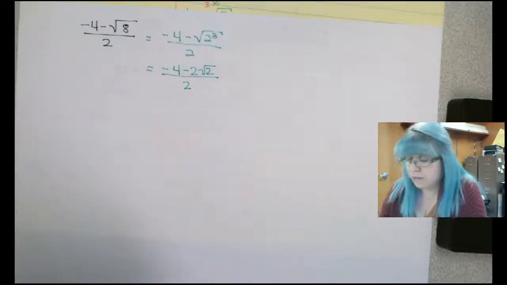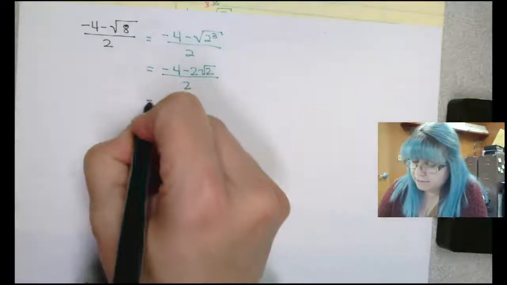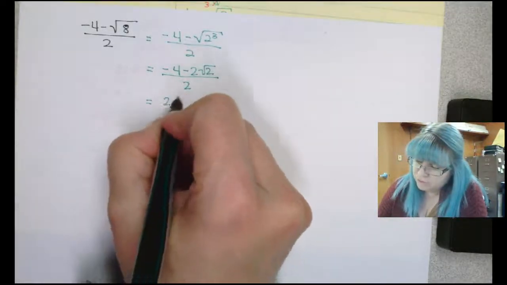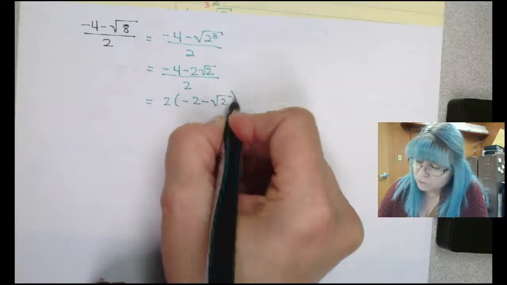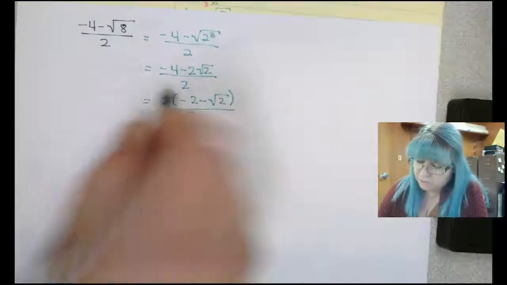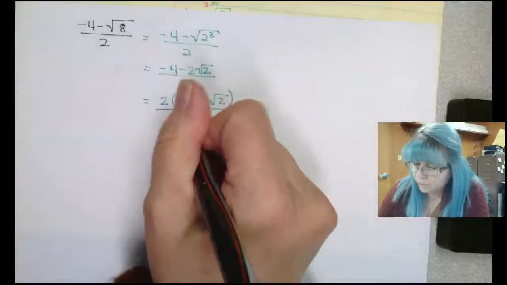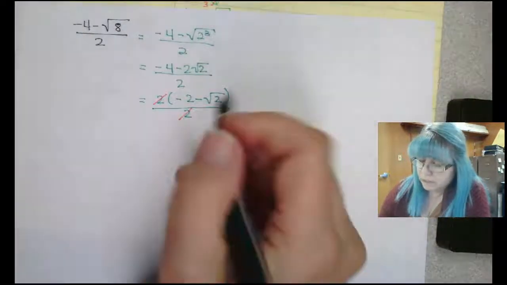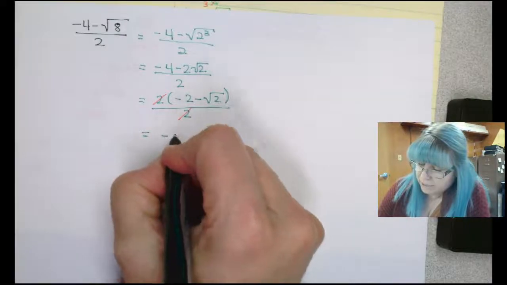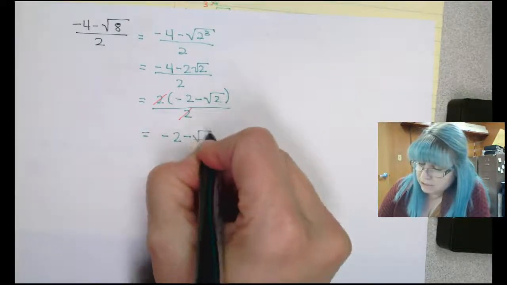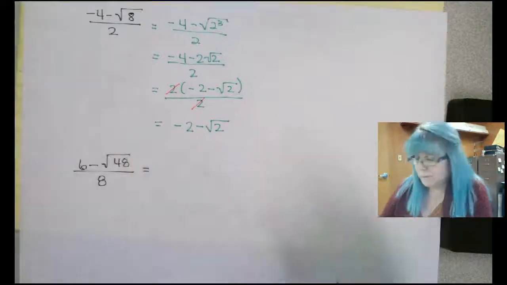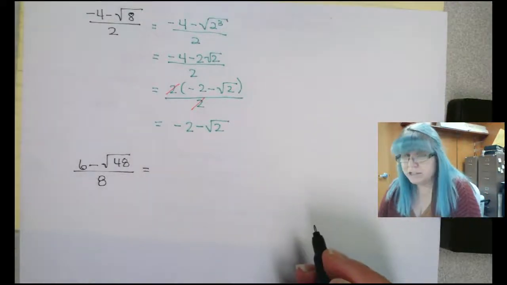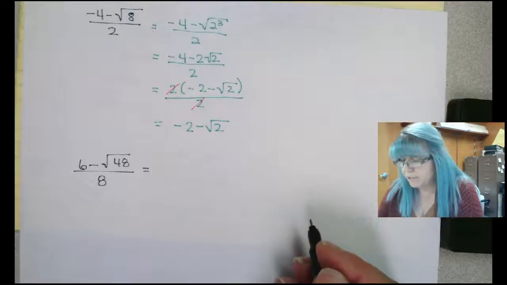Now, can I factor anything out of the numerator? I can. So I can factor a 2, leaving me negative 2 minus square root of 2 all over 2. Reduce. Therefore, negative 2 minus square root of 2. Let me work through another problem here. I just want to give you enough examples to where you can see the process.